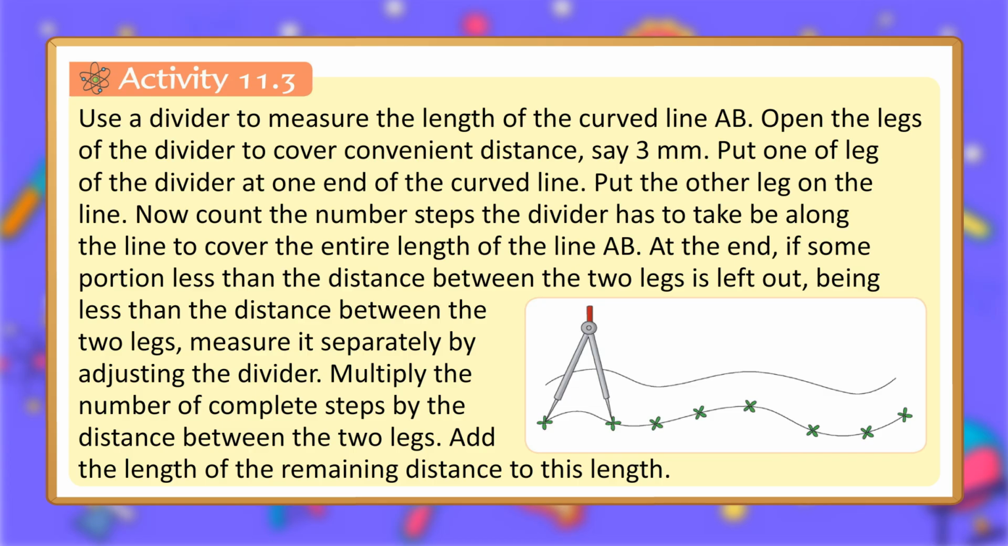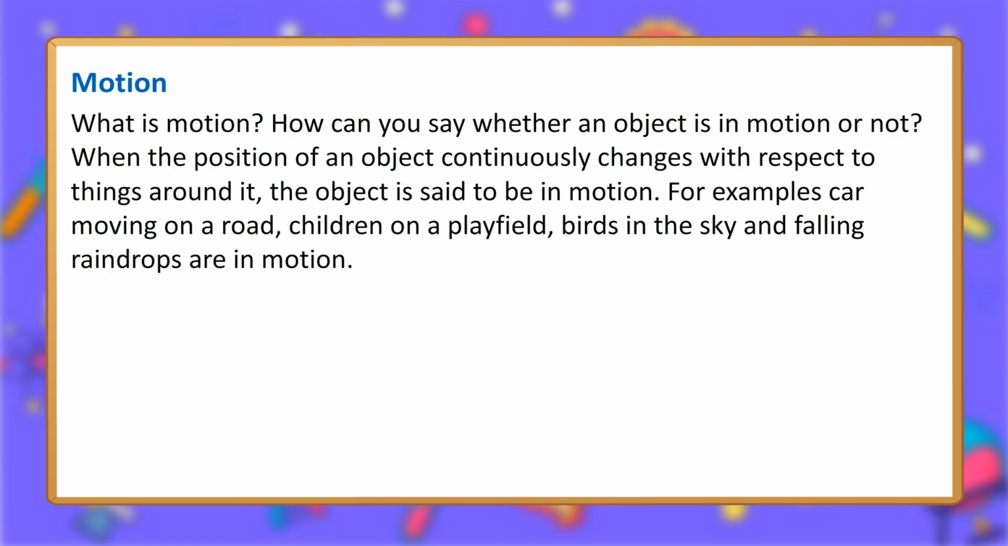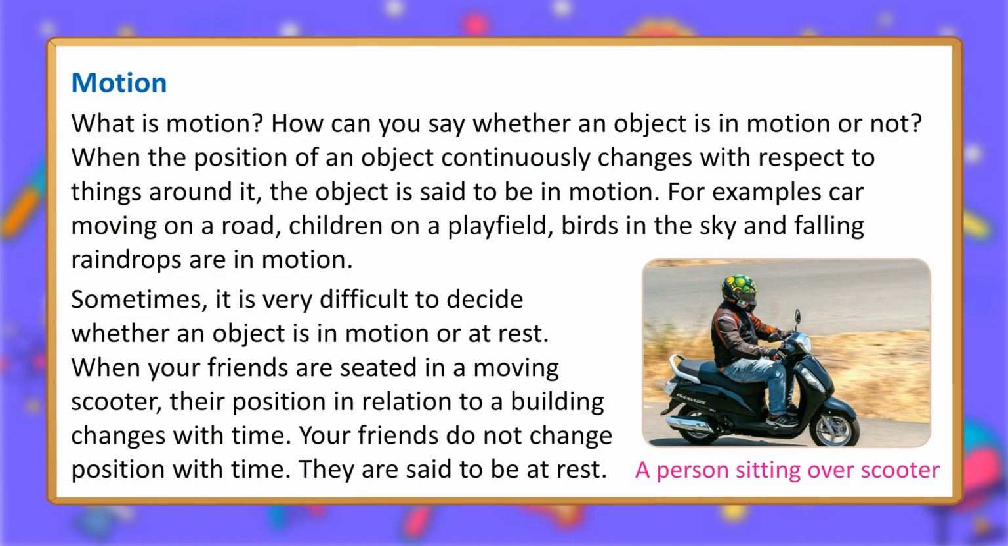Multiply the number of complete steps by the distance between the two legs. Add the length of the remaining distance to this length. Motion. What is motion? How can you say whether an object is in motion or not? When the position of an object continuously changes with respect to things around it, the object is said to be in motion. For example, car moving on a road, children on a playfield, birds in the sky and falling raindrops are in motion.